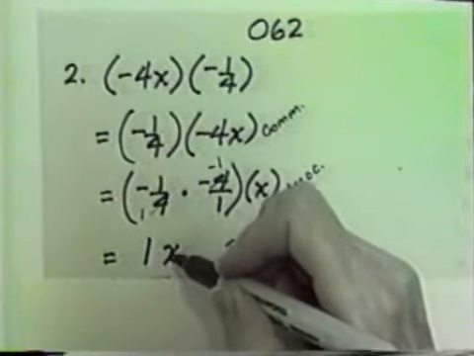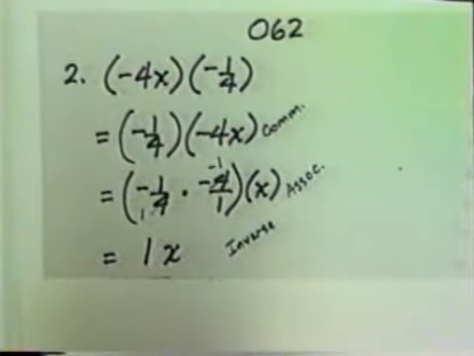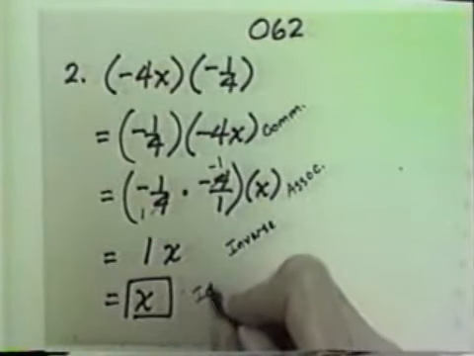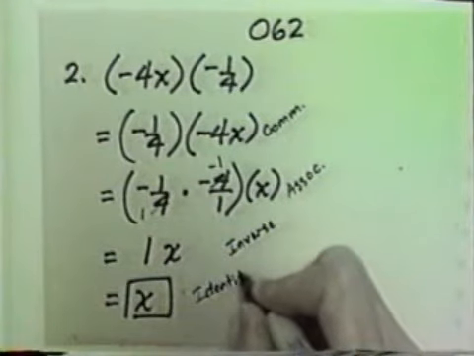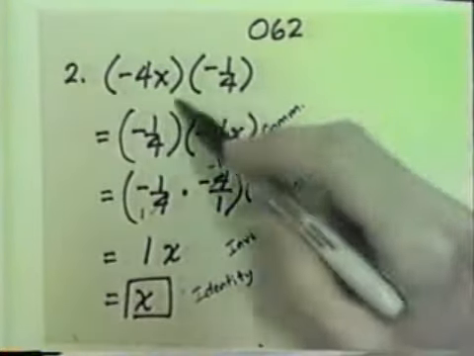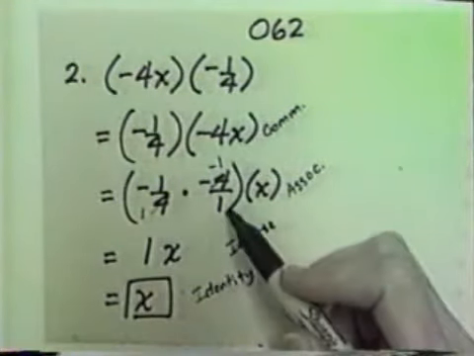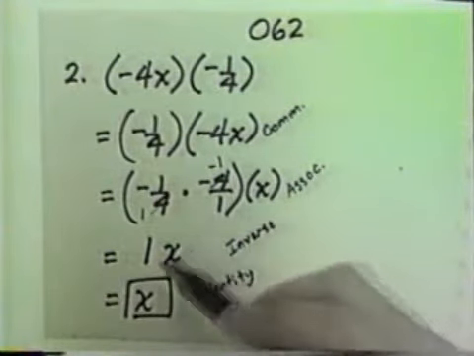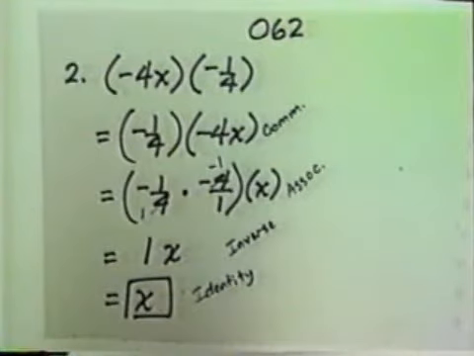And then 1 times x is just x, because the identity property says that multiplying 1 times any number gives you the number we had to start with. So this is the identity property for multiplication at work. So here are these rules at work, justifying our rearranging by changing order, by changing grouping, justifying our canceling by using the inverse, and then 1 times the x to get just x.